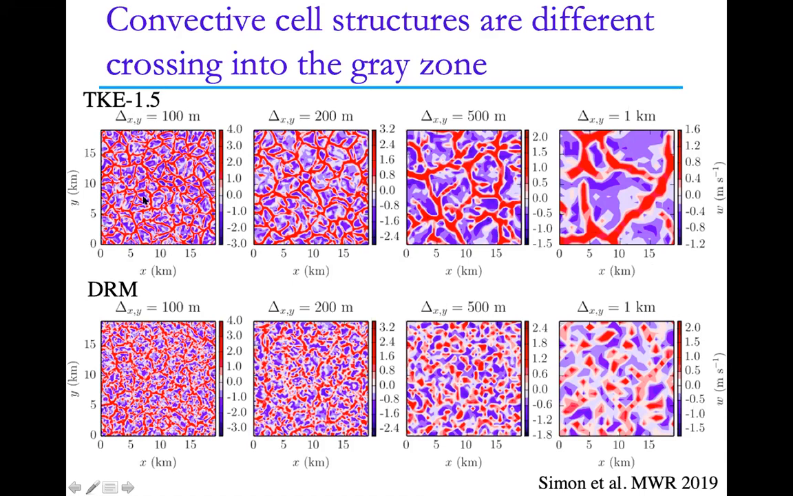So on the left, we have 100-meter resolution, and at 100-meter resolution, TKE 1.5 and DRM look pretty similar in terms of the size of the structures.